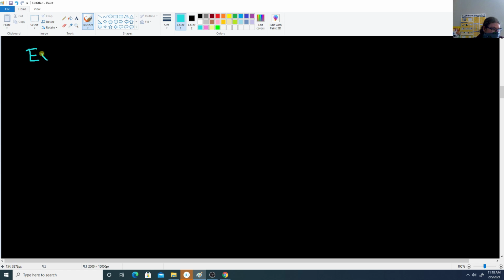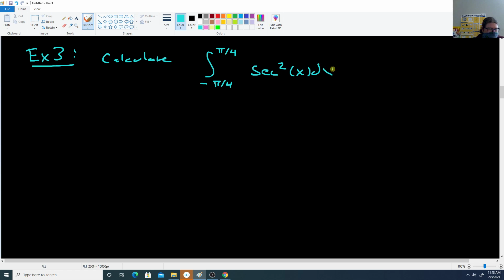So, for example 3 here, this will be the last one on this part. We want to calculate the integral from negative pi over 4 up to positive pi over 4 of secant squared of x dx. And then we want to sketch the region.